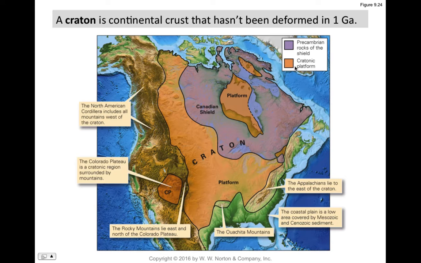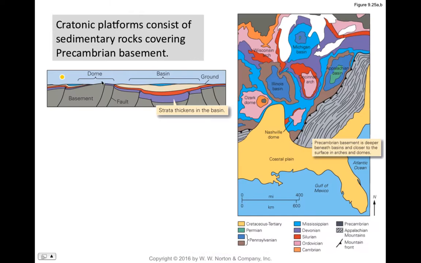The platform is covered by younger sediments, usually Phanerozoic sediments: Paleozoic, Mesozoic, Cenozoic. So here's the platform. Under these sediments, you would find the Precambrian rocks. So that would be the Precambrian shield you find there, the craton. Here we see Precambrian shield exposed. Here we see a platform covering the sediments. And I mentioned earlier these structural basins and structural domes.